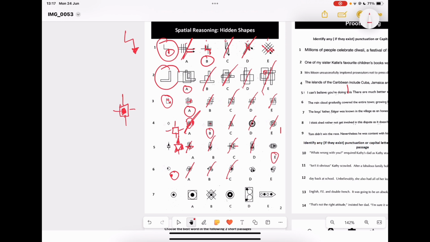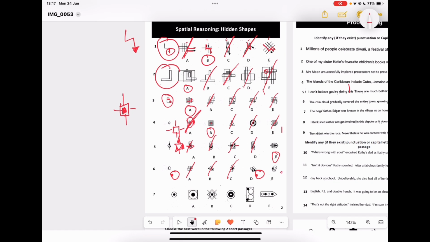Now here you can see that with D that's the case there, but then it's also in E. However, with E, the shape is slightly bigger, which means that we would cross it out, and the answer is D.